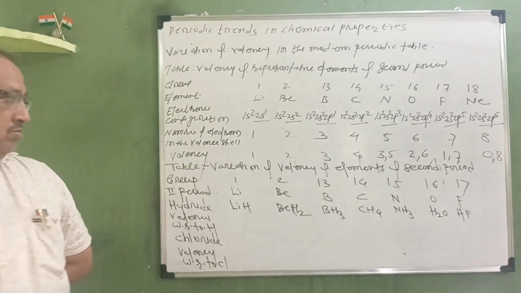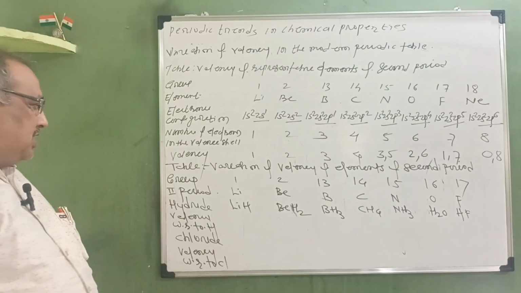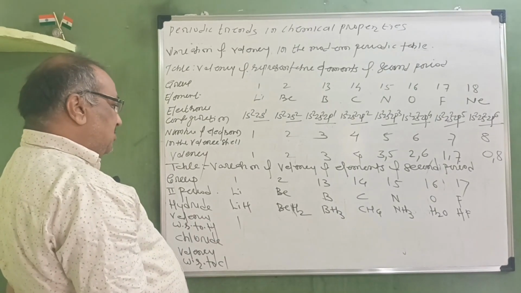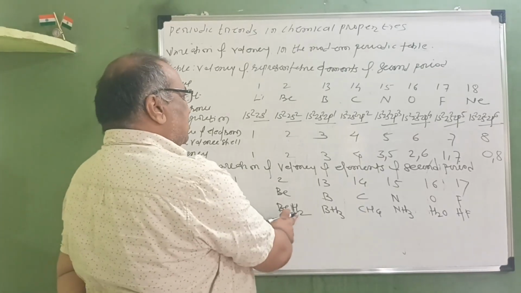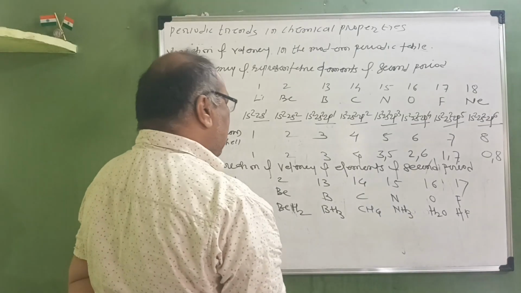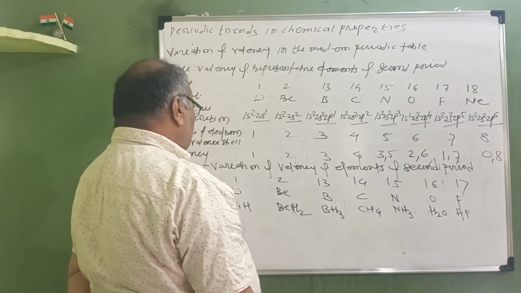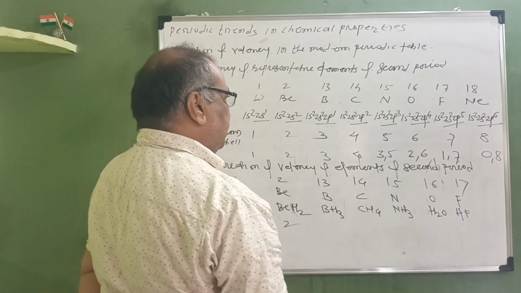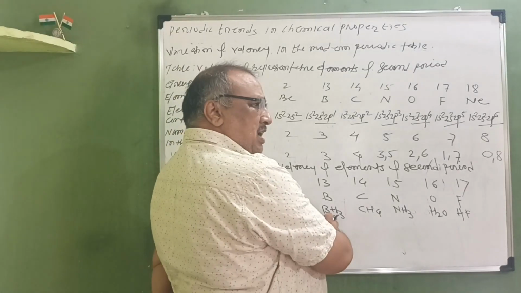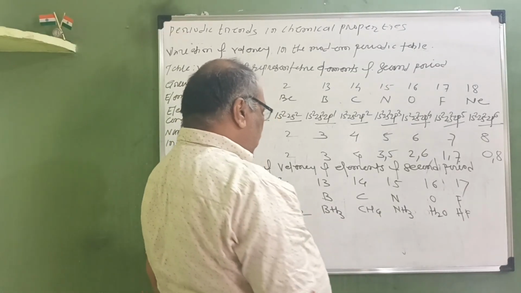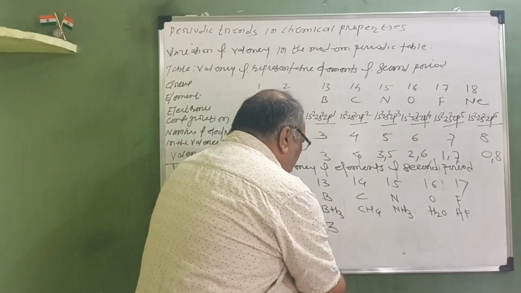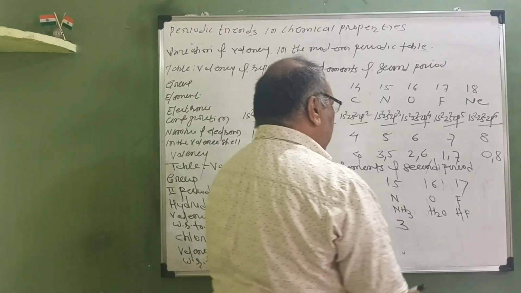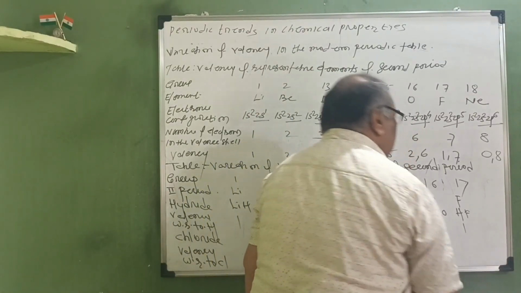Here I do LiH, 1 hydrogen, that is valency with respect to H is 1. BeH2, that means there are 2 hydrogen atoms attached to the beryllium, so valency is 2. Here 3 hydrogen atoms are attached to the boron, so valency of boron is 3. Here 4, 3, 2, and here 1.